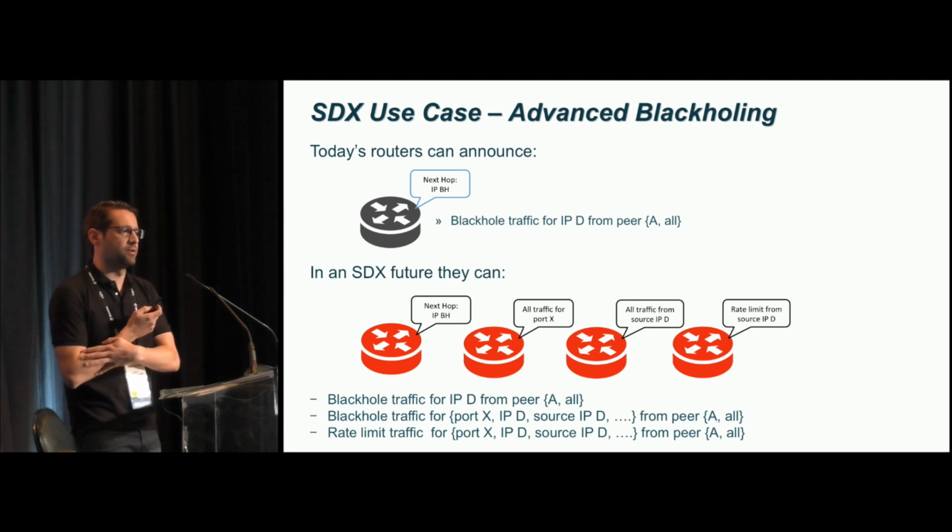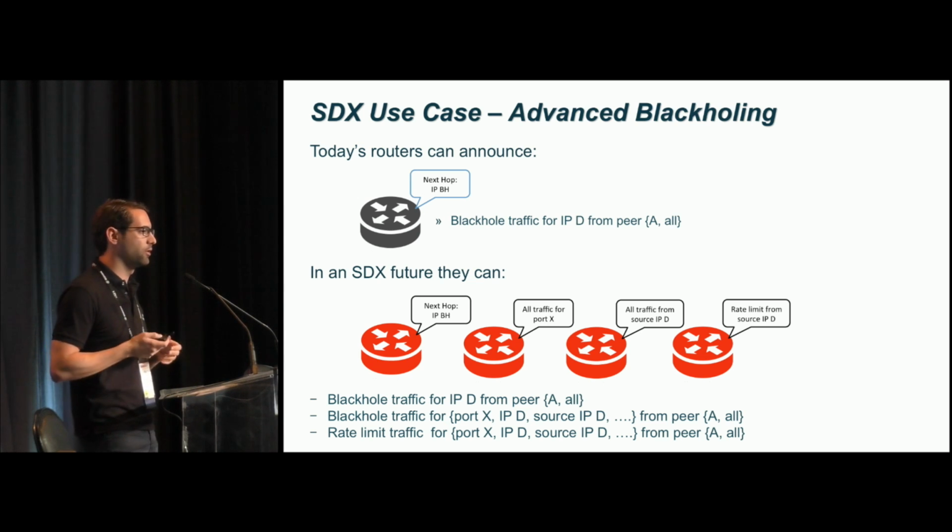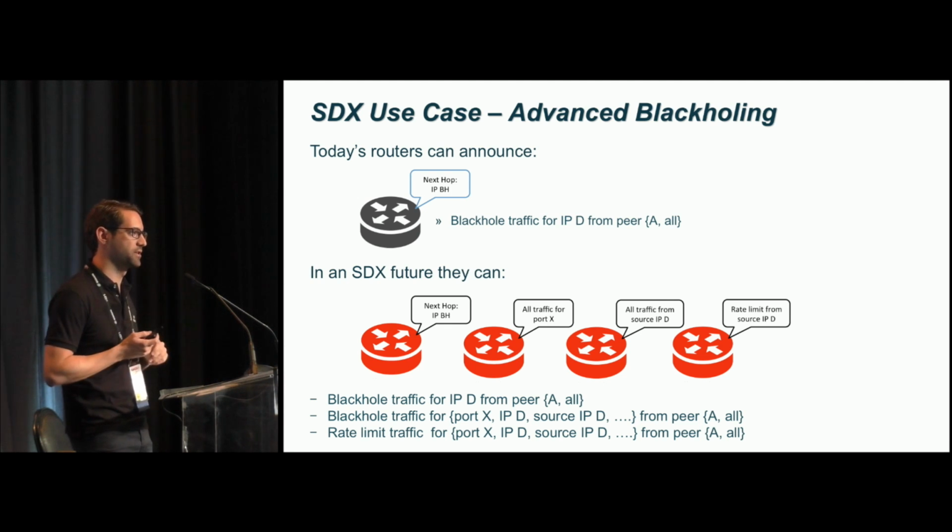So another example is blackholing, and I know that security is a huge concern for a lot of operators, and a lot of people use blackholing at the IXP. What they all report is that it is quite limited in its capabilities, since it's sometimes an all-or-nothing approach. The example is that it's announced with a specific next hop IP address, and blackholes all the traffic for a certain IP from one or all peers.